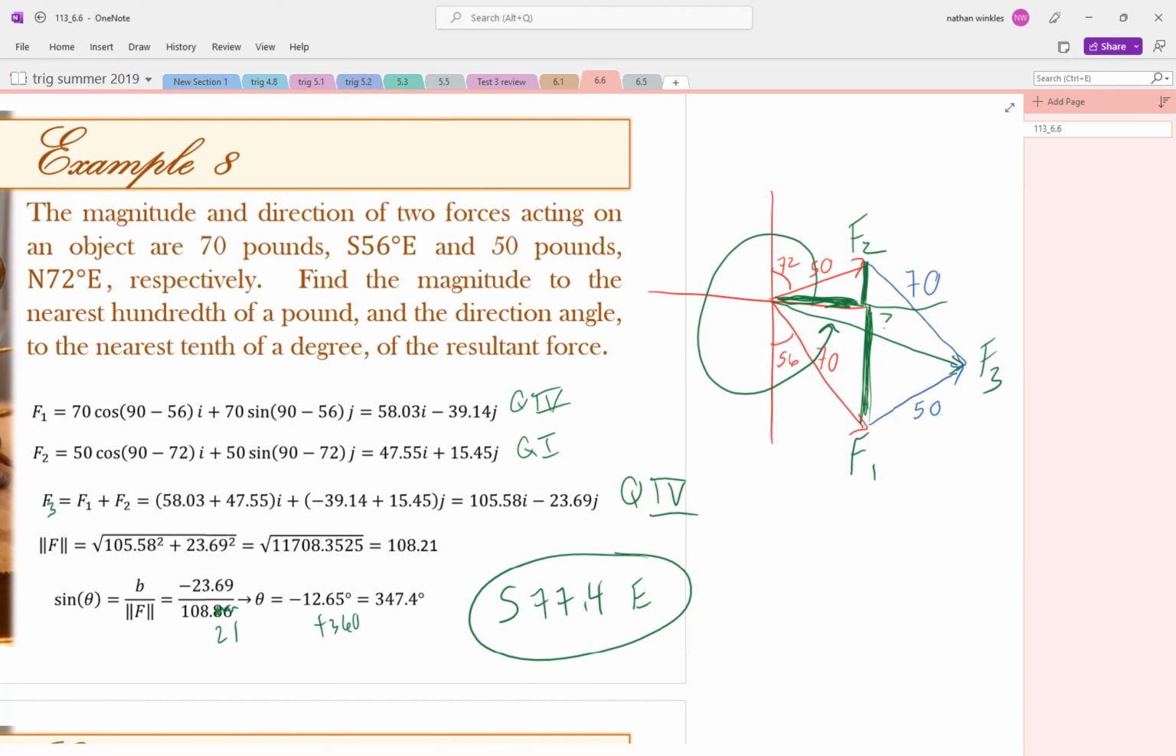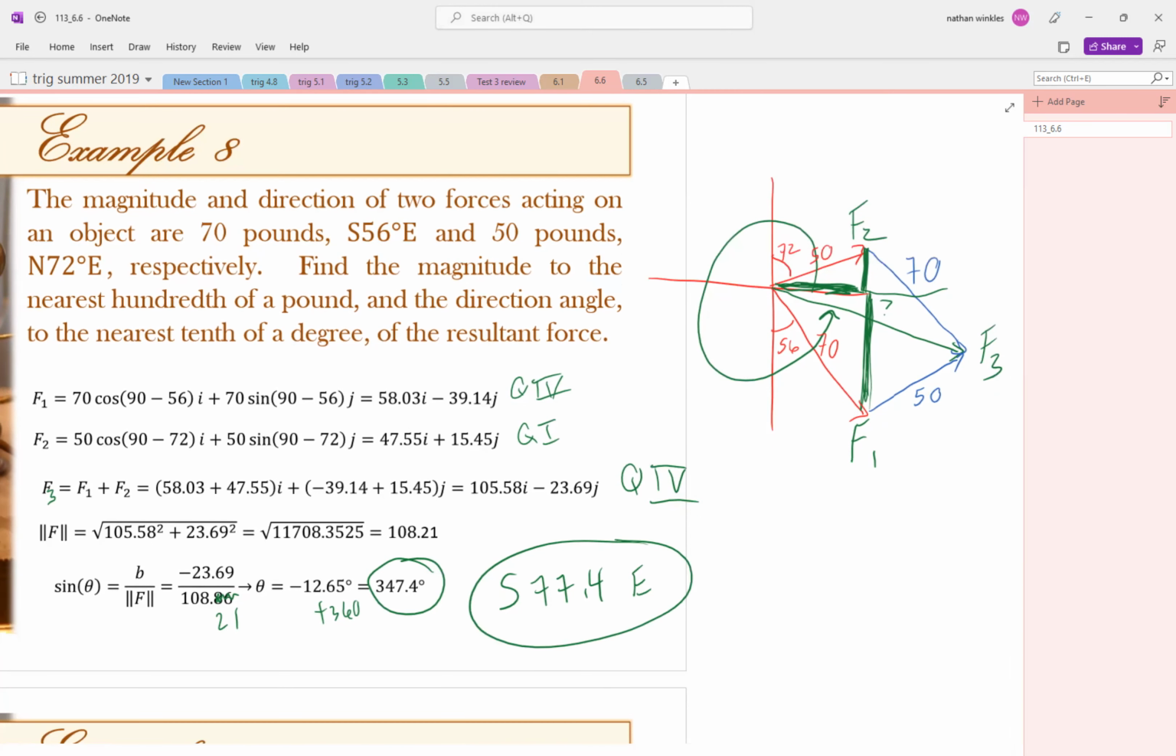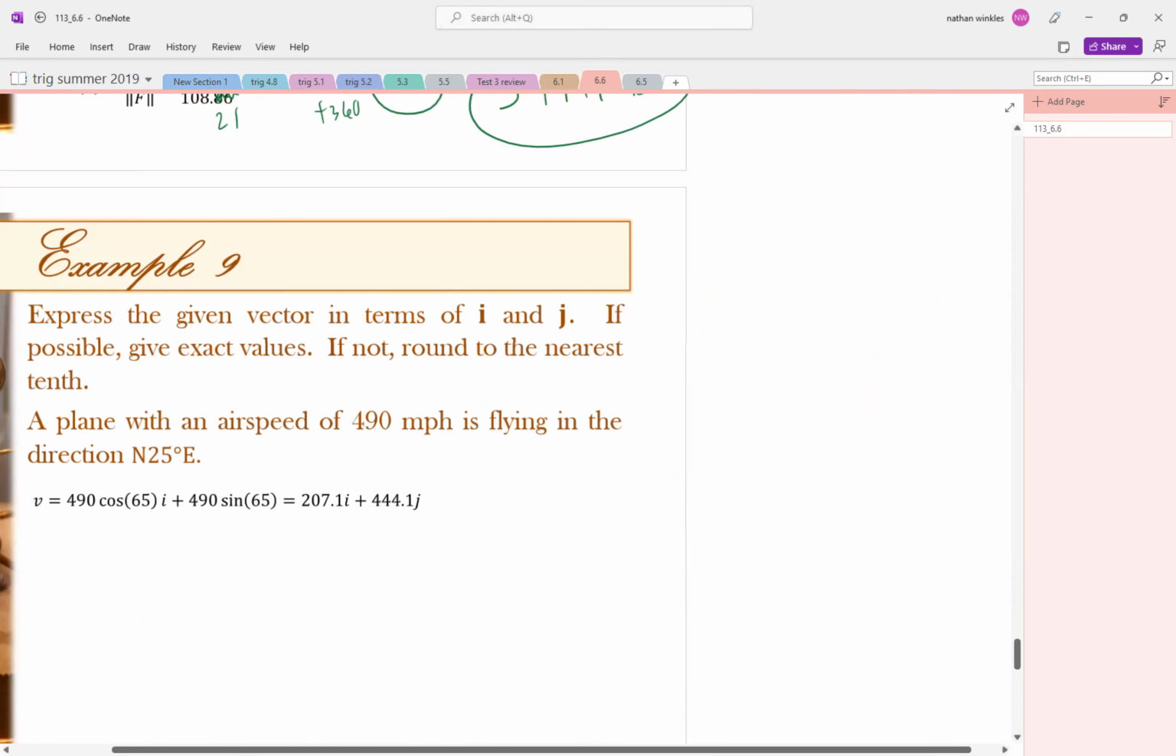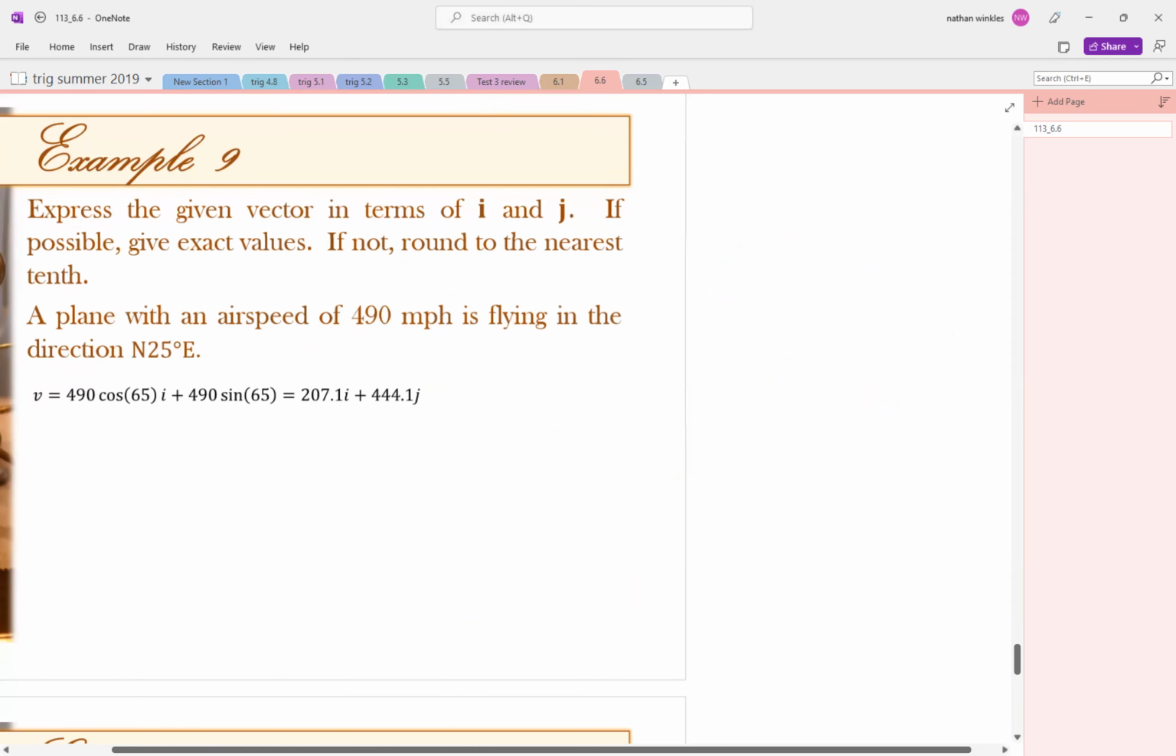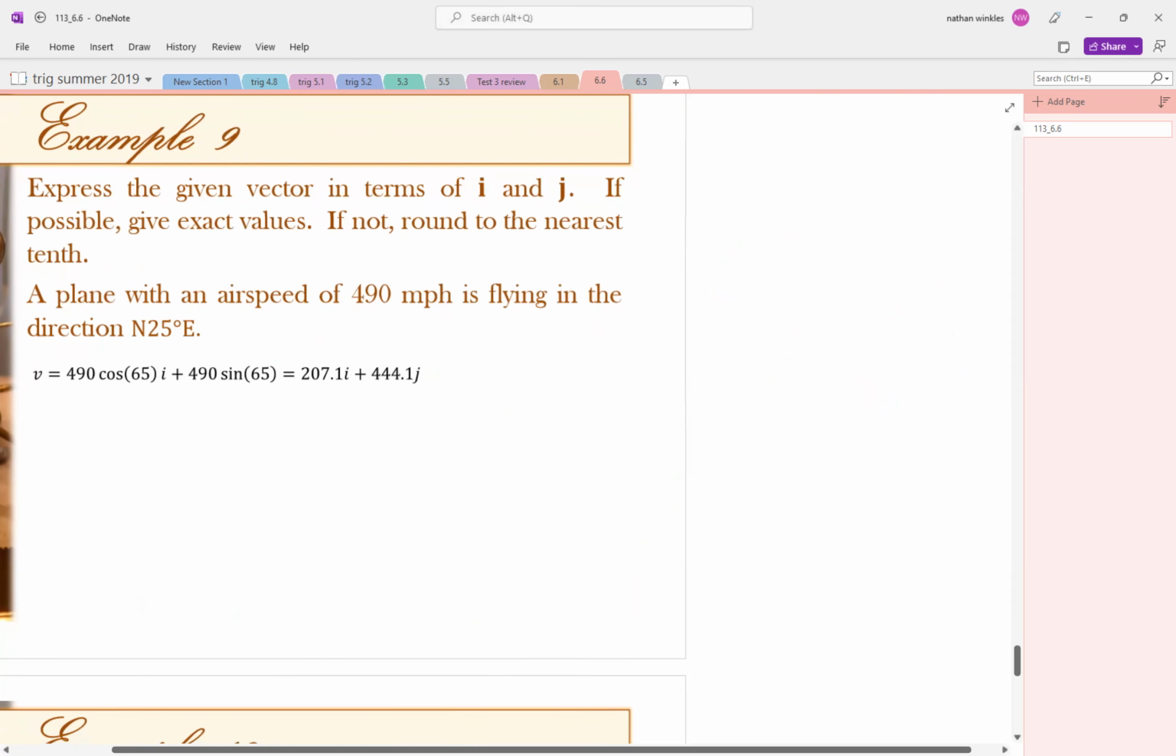So depending on how it's looking for it, if it just wants the angle of my vector, then it's 347.4. If it wants it in terms of just like it was given to us, it's south 77.4 degrees east. So we got several little questions that go along with these on the next couple slides here.